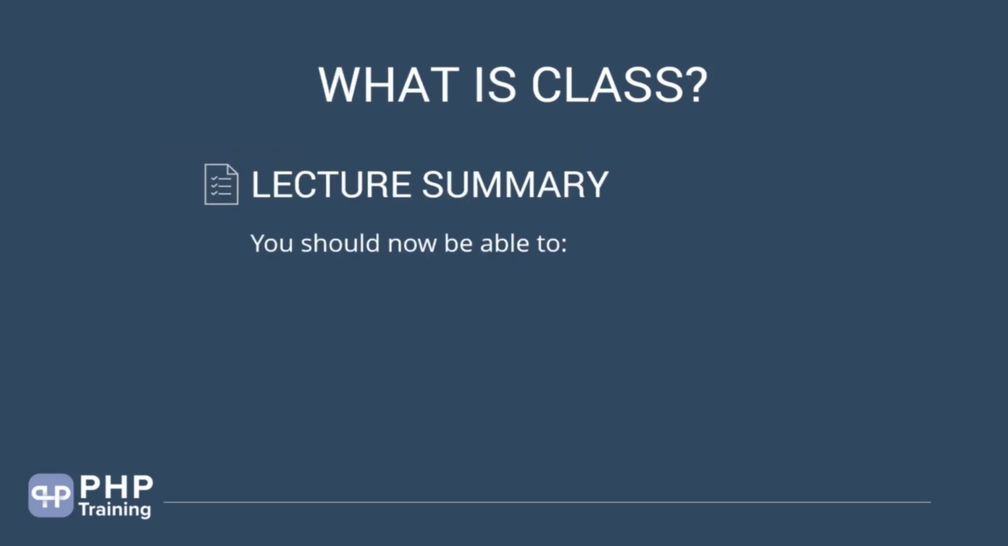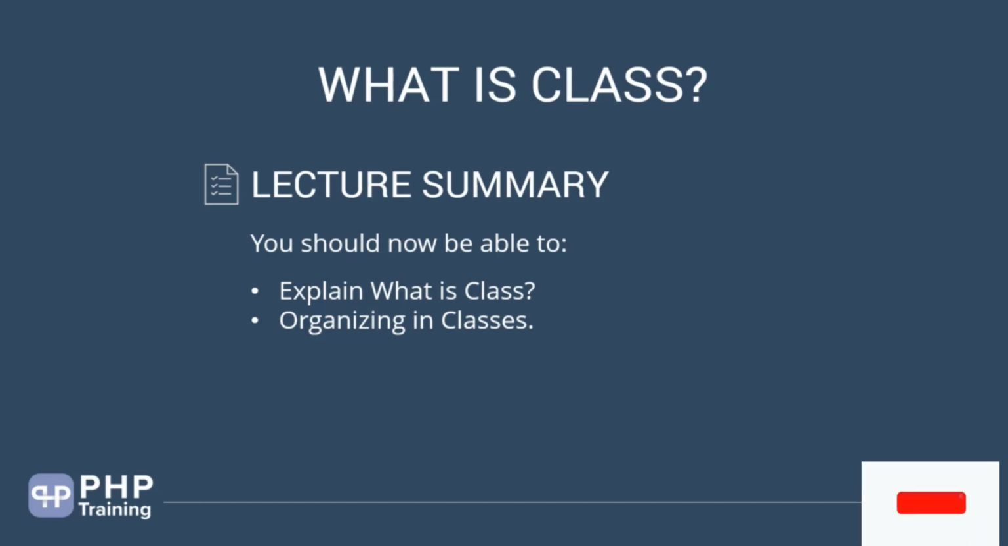So let's do a quick summary of what you have learned. By now you should be able to explain what a class is, what the purpose of a class is, and how to organize your program into classes. You have to understand this concept very clearly. You should know how to think in objects, and you should know what classes are and how to organize your program into classes. Well, that's all for this lecture on what is a class, and I'll see you in the next lecture.